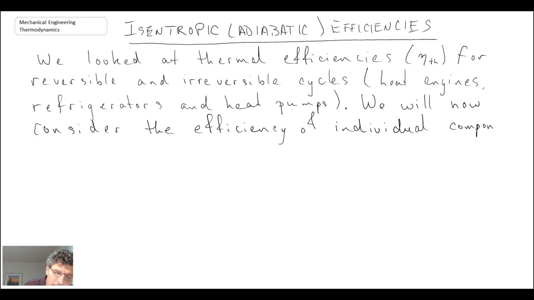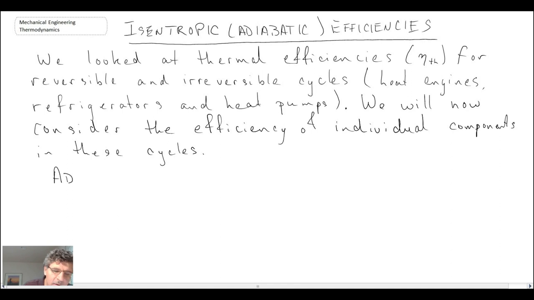And this is useful when you're doing thermodynamic modeling, because if you can determine the component efficiency for all of the different components that you may have in your cycle, you can then go and study many different types of combinations of these components and evaluate the thermal efficiency for complete cycles, but by changing different components. So it's useful when you're studying different types of cycles and their design.